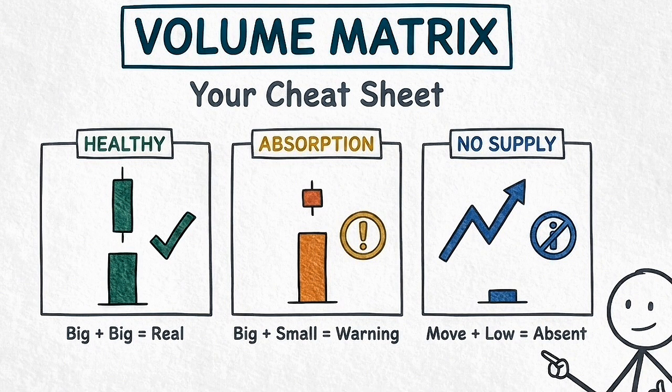Now here's your cheat sheet. The volume matrix. High volume plus big candle, healthy move. High volume plus small candle, absorption. Warning sign, low volume plus price still moving, no supply or no demand. The other side is absent. Memorize these three combinations. They're the foundation of everything that comes next.